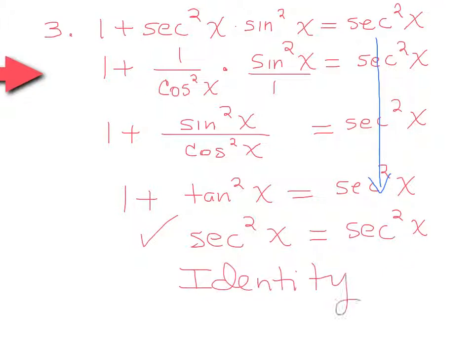Why secant from tangent? Because over here on my identities, the Pythagorean identity tells me that 1 plus tangent squared theta is secant squared theta. So I'm just replacing this part with this. Okay. So it is an identity. Okay, so now let's go ahead and work on problem number 4.